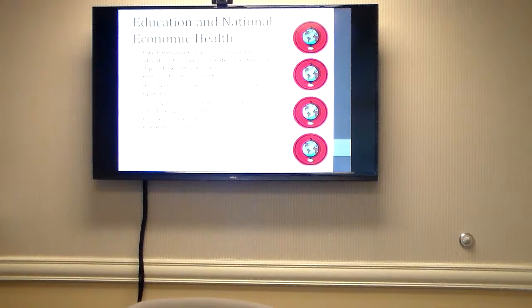So national economic health. If we have universal access to education, then we have a greater store of private wealth, and we've improved the labor market. So if education is equitable, that's a good thing.